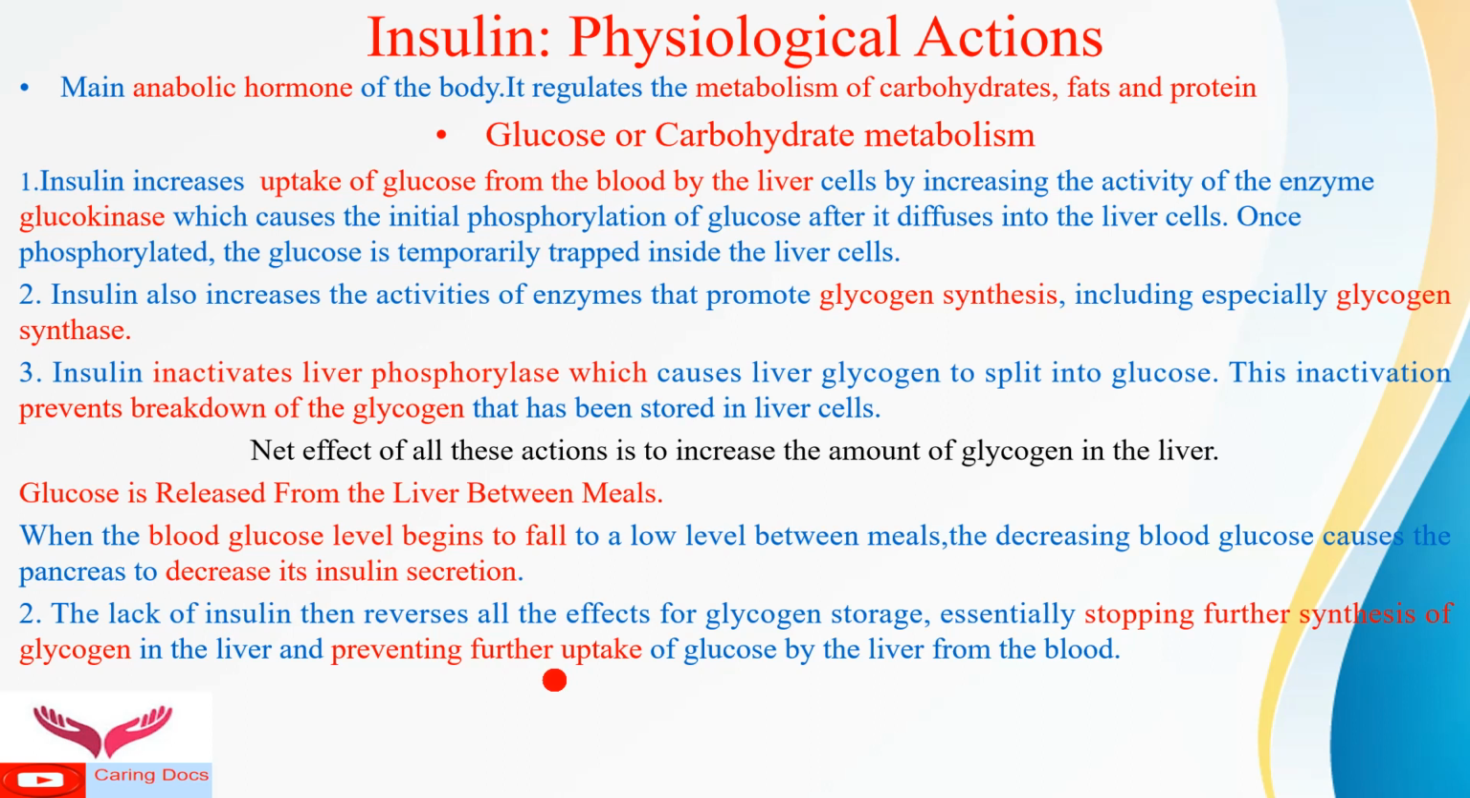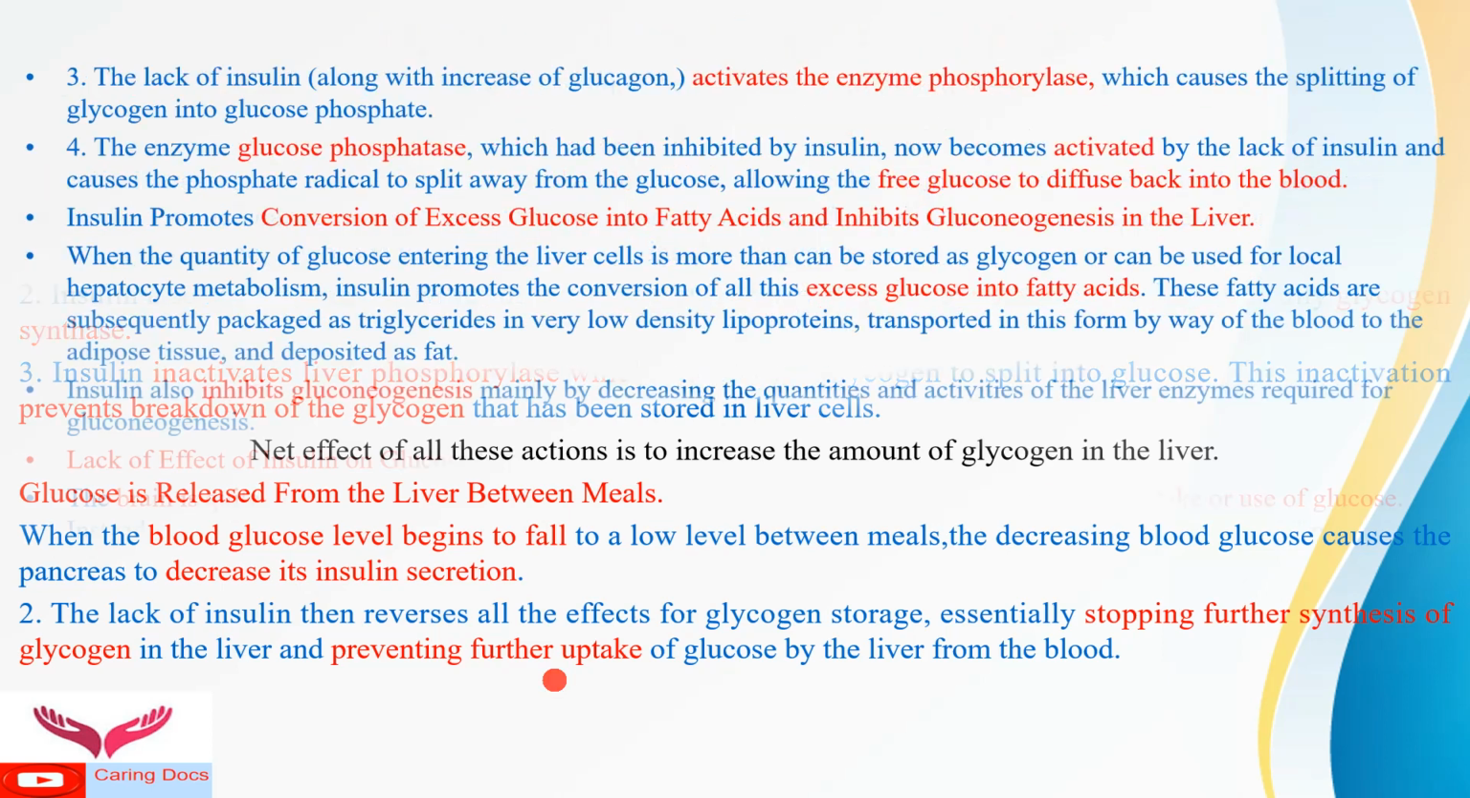Glucose is also released from the liver between meals. When the blood glucose level in the body falls to a low level, there is decreased blood glucose concentration. It causes the pancreas to decrease its insulin secretion also. The lack of insulin then reverses all these four above mentioned effects, which further stops synthesis of the glycogen in the liver, and thus prevents further uptake of glucose from the blood by the liver.